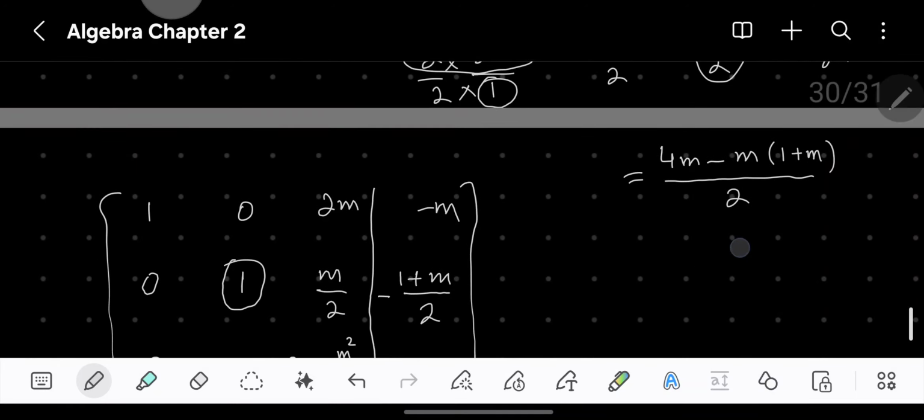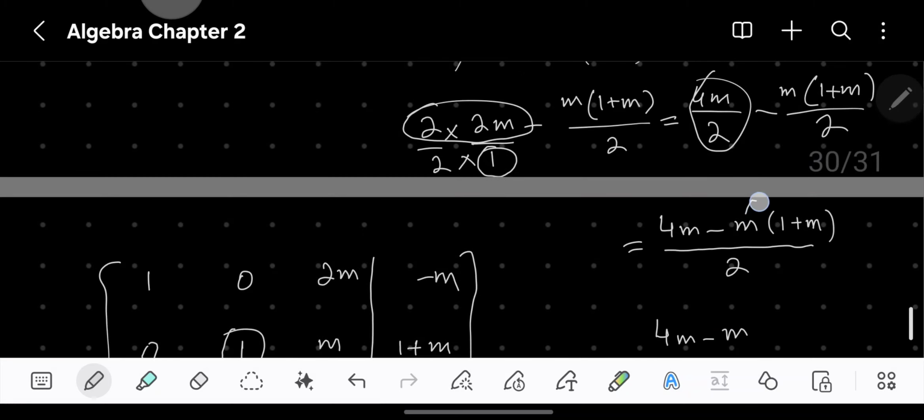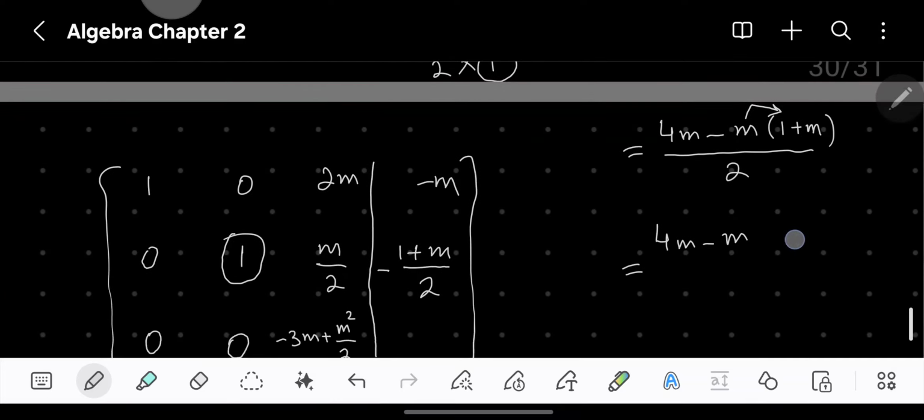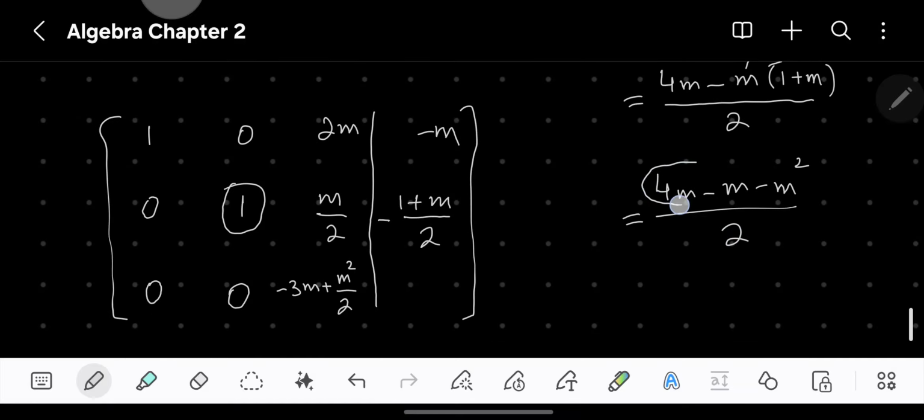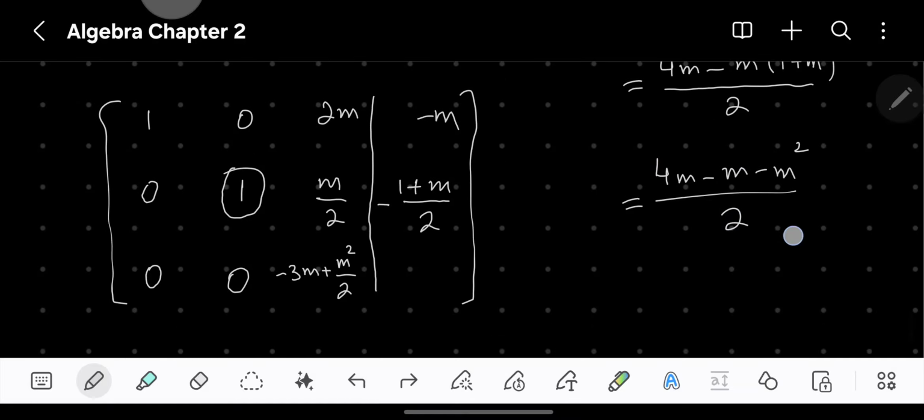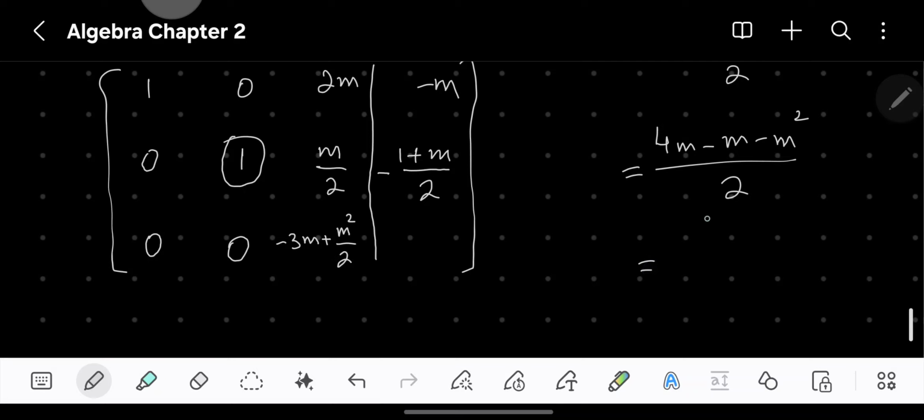Okay? So if I solve it more, I can write it in this way. 4m minus m times 1. Now distribute this m inside. M times 1 plus minus m times m. Minus m times m is minus m square. Okay, so what is 4m minus m? 4m minus 1m is 3m. 3m minus m square by 2.